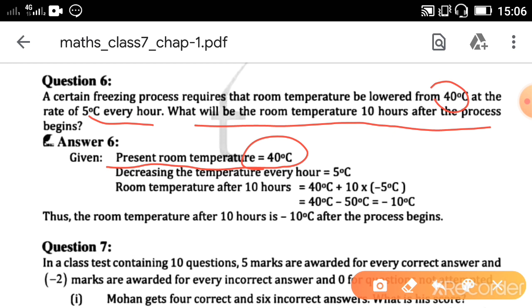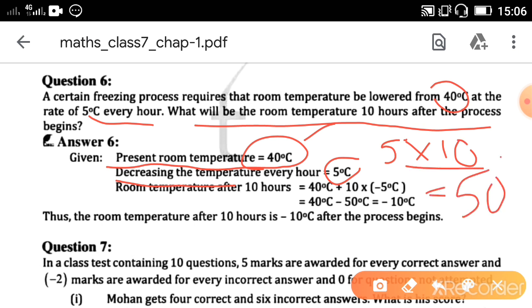Now what is the rate of decreasing the temperature? It is 5 degrees Celsius. At present it is 40 degrees Celsius and the rate of decreasing the temperature is 5 degrees Celsius. And you have to check the temperature of the room after 10 hours. So within 10 hours, how much the temperature is lowered, that you have to find out. It means per hour it is 5 degrees Celsius. So after 10 hours it will be 5 into 10 is equal to 50 degrees Celsius.